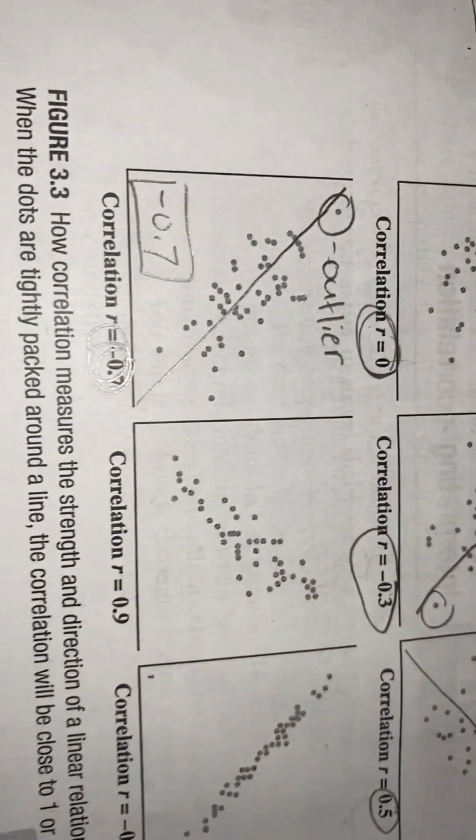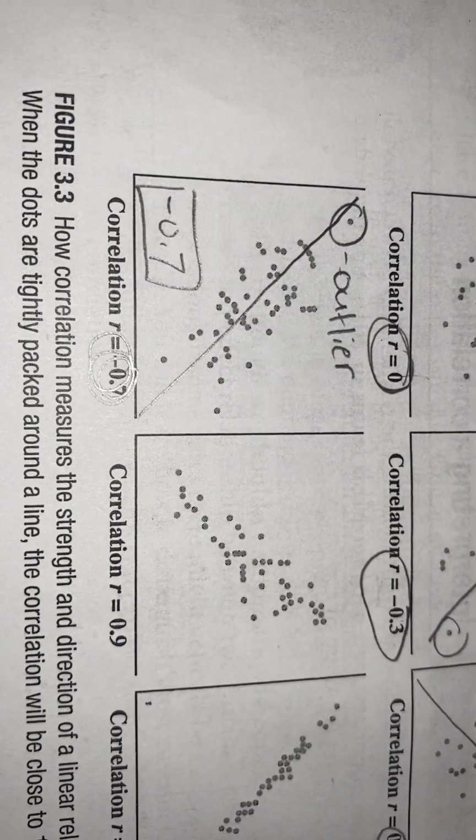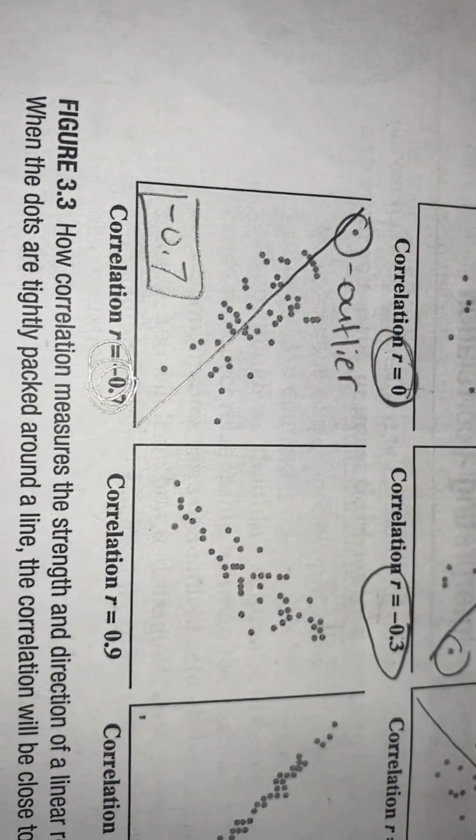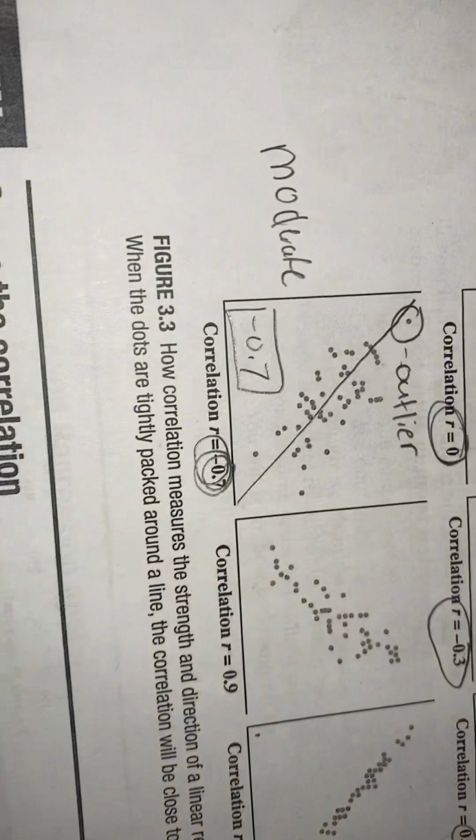Correct? And for the form, it's sort of linear. It has some shape because, again, we can identify that it is in the negative direction. The strength is moderate, but again, it's in the negative direction.